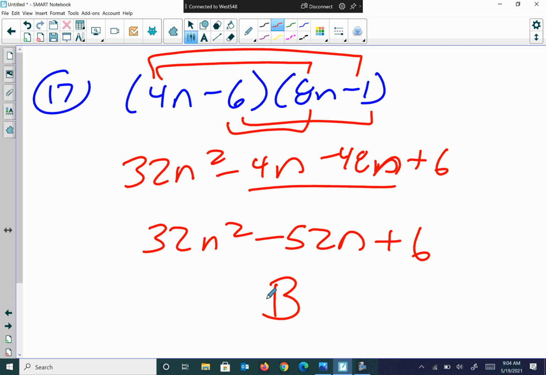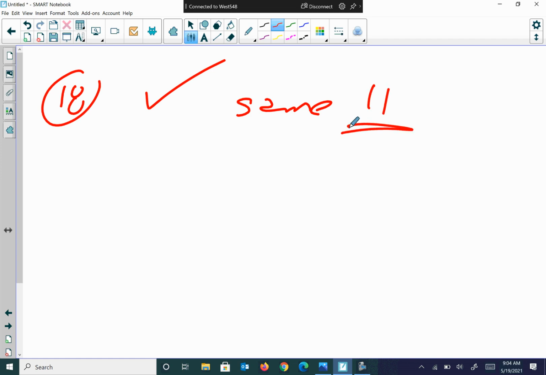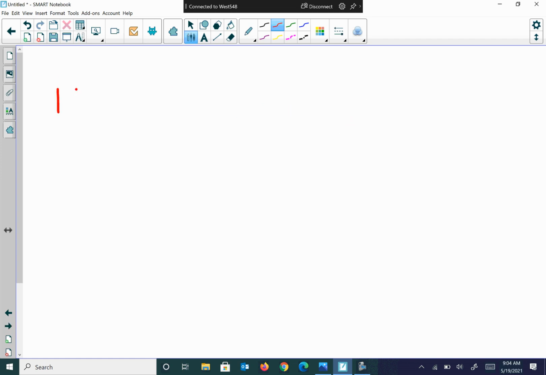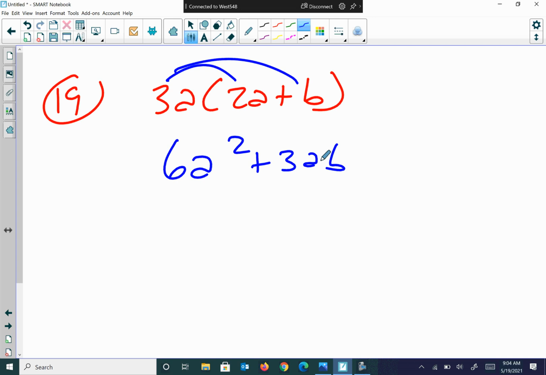And then number 18 we already did. That was the same as 11. And then number 19, 3a times 2a plus b. And they just want us to distribute. So 6a squared, can't combine anything, plus 3ab. Looks like letter B, I think.